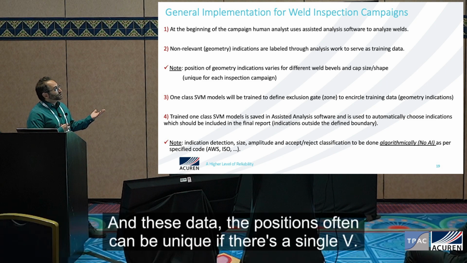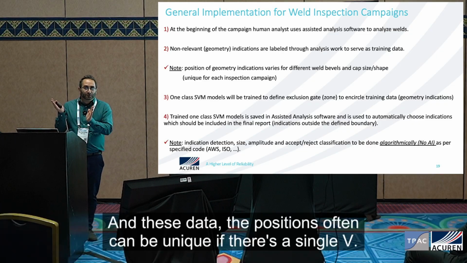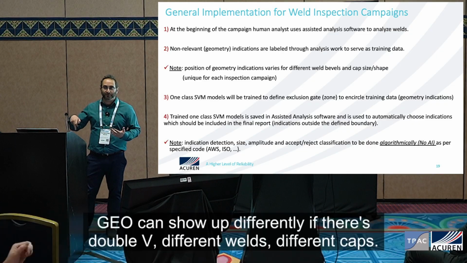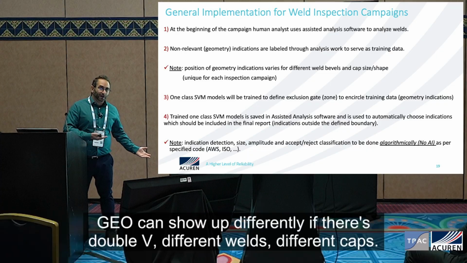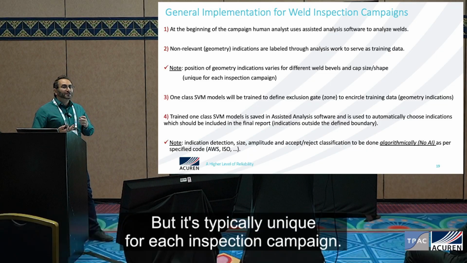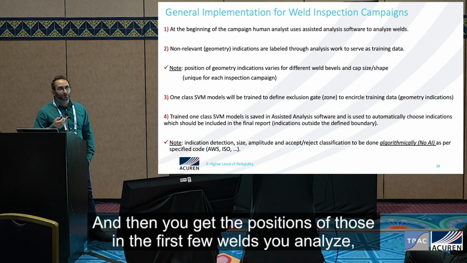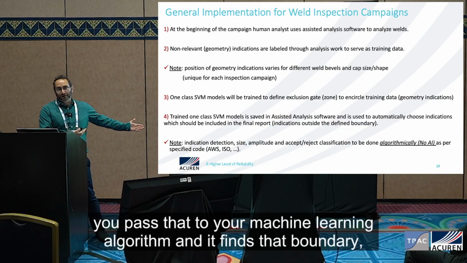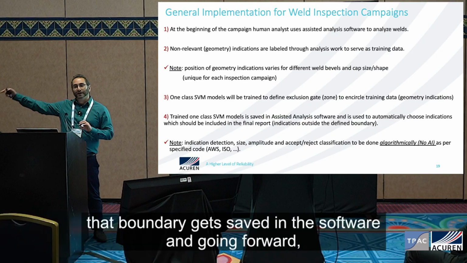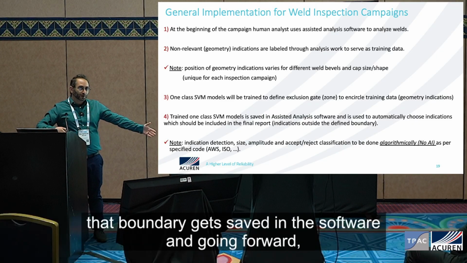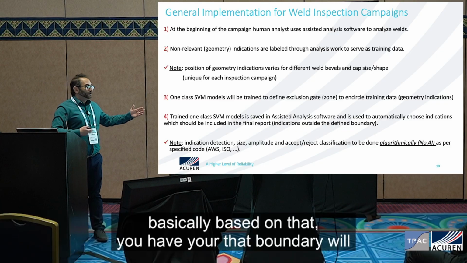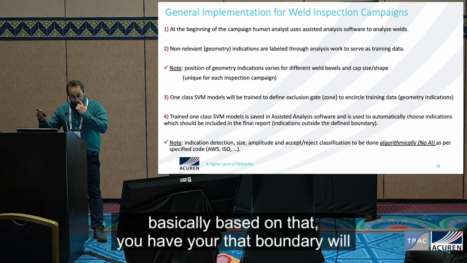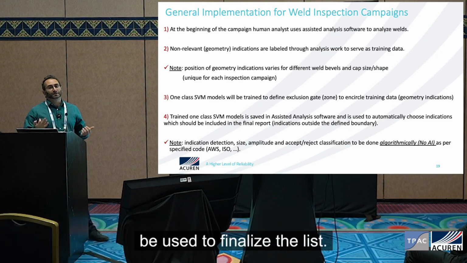And these data, the positions, often can be unique. If there's a single V, the geometry can show up differently. If there's a double V, different welds, different caps, it's typically unique for each inspection campaign. And when you get the positions of those in the first few welds that you analyze, you pass that to your machine learning algorithm, and it finds that boundary. That boundary gets saved in the software, and going forward, that boundary will be used to finalize the list.